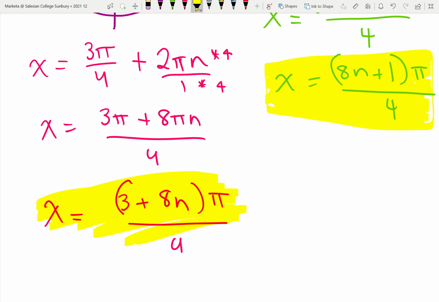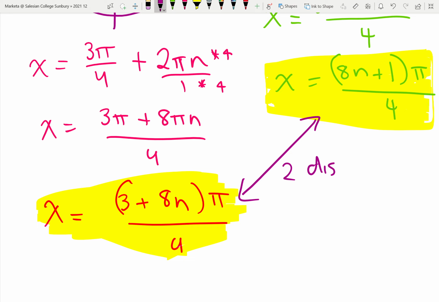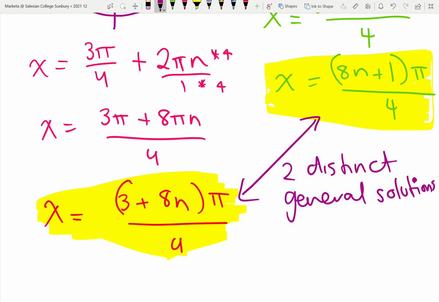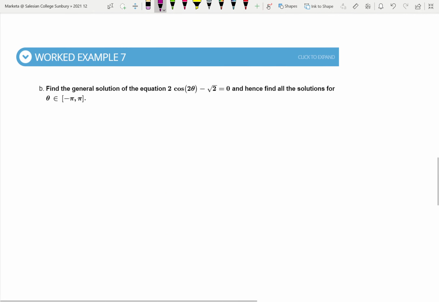So what we see when we use sine is that we've got two distinct general solutions, and that's because of the location of sine being either positive or negative, where it is in the unit circle. Let's move down and look at the next case, and this time we're looking at cos.